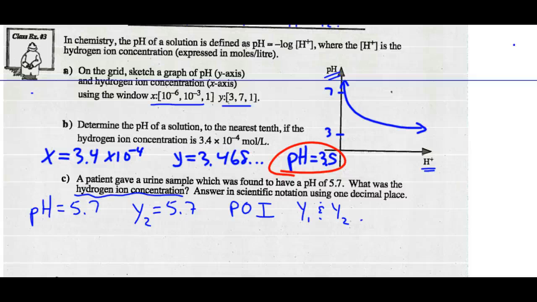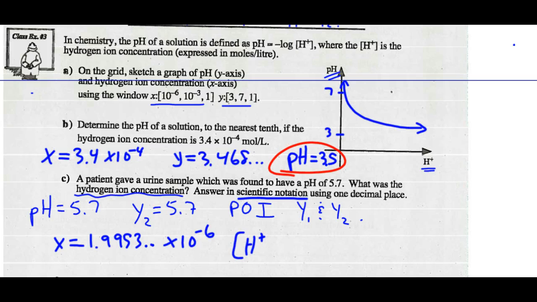So x equals 1.9953 and so on times 10 to the negative 6. It wants this answer in scientific notation to 1 decimal. So my H positive hydrogen ion concentration would be 2.0 times 10 to the negative 6 moles per liter. Perfect.